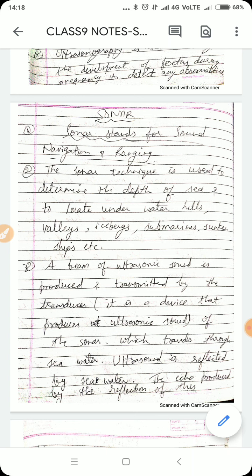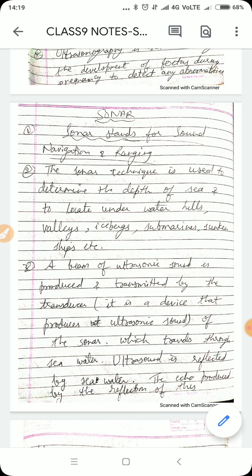it travels through the sea water. Ultrasound is reflected by the sea water. The echo produced by the reflection of this ultrasonic sound is detected by the detector. And where do we place the transmitter and detector? They are placed at the bottom of the ship. So what will the transmitter or transducer do? It will send ultrasonic waves. And what will the detector do? It will detect the waves, right?